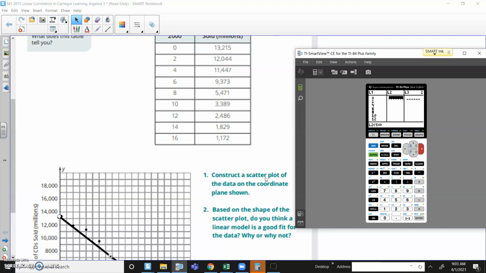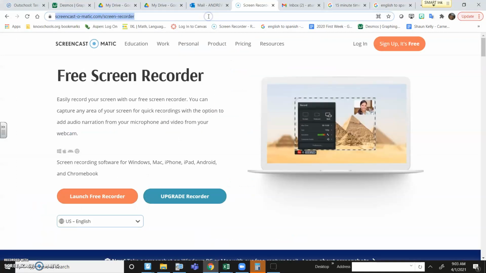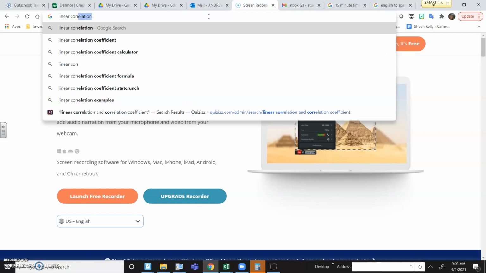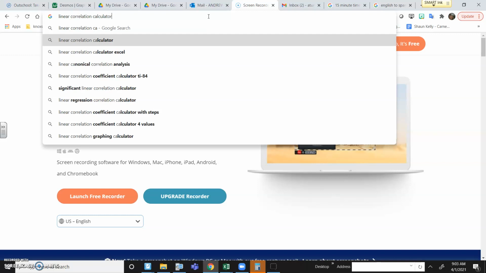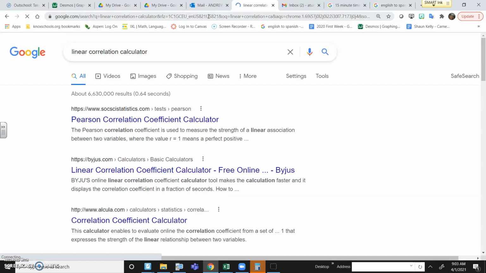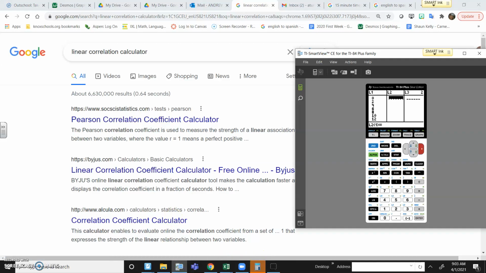So once you give whatever piece of technology you're using, in fact, there's other websites you could use. Linear correlation calculator is what I'm looking for. And you do want one that's going to give you the correlation coefficient. I'll talk a little bit about that later, but there are other places on the internet you could use if you don't have this exact calculator to support your learning on it.